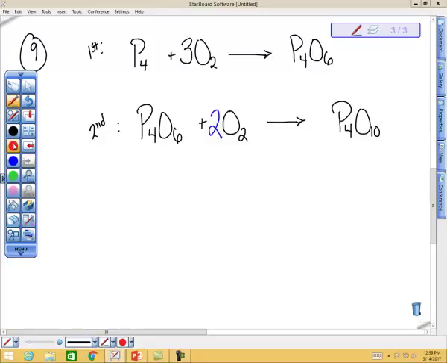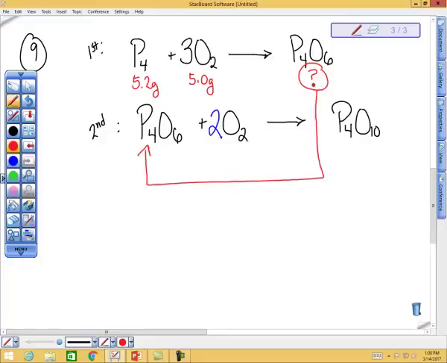All right, so here's the deal. What you have is 5.2 grams of P4 combining with 5.0 grams of O2 in that first reaction. And they are basically saying, what is the amount of P4O6 that you can make? Because however much P4O6 you make, this quantity is going to be the starting amount in your second problem right here.